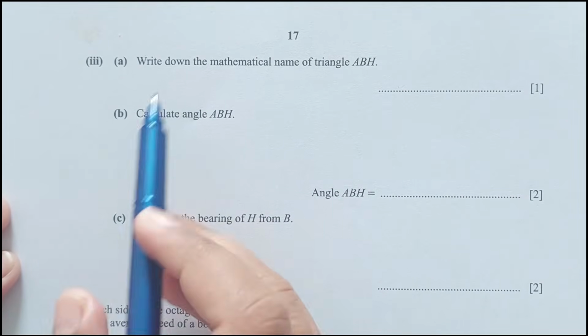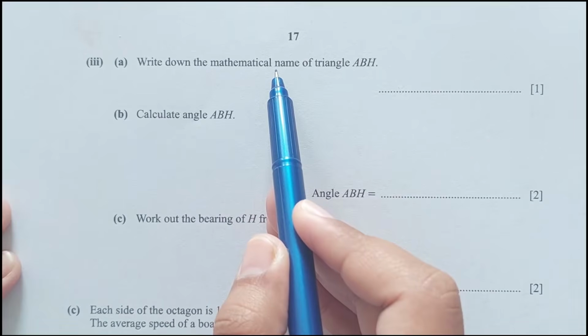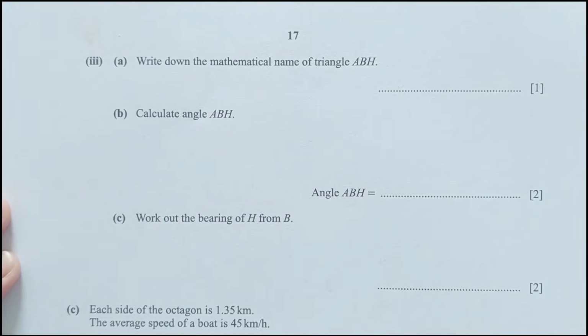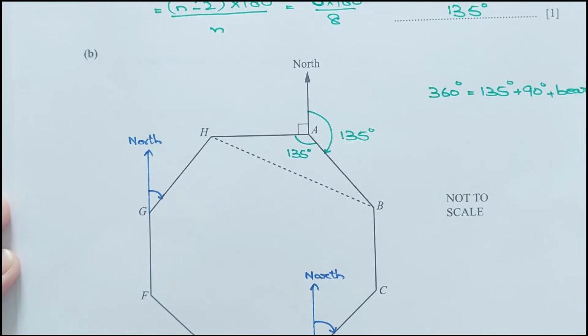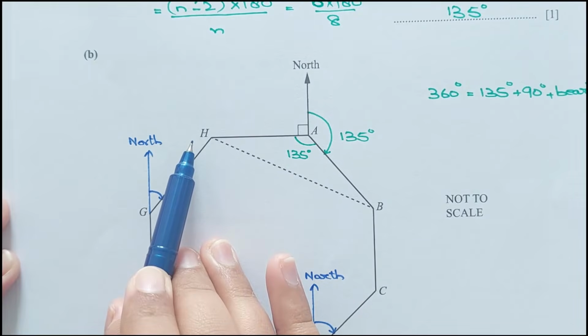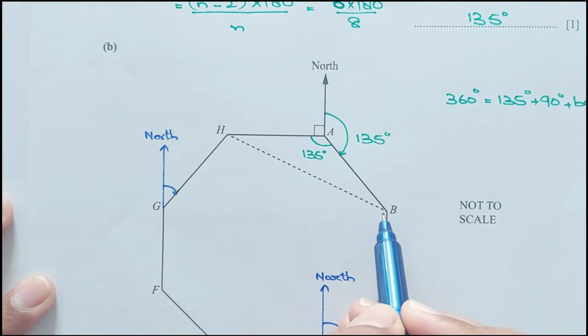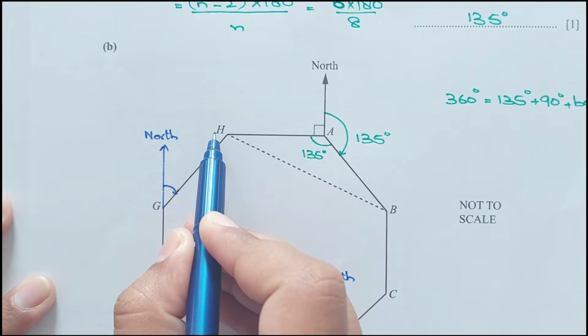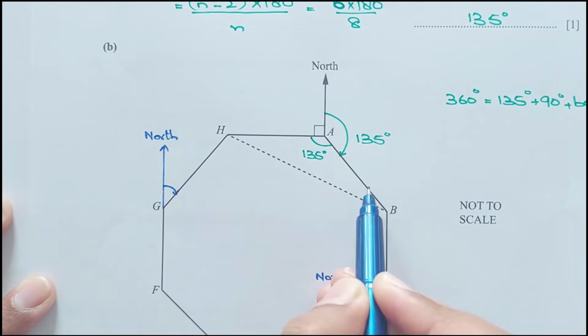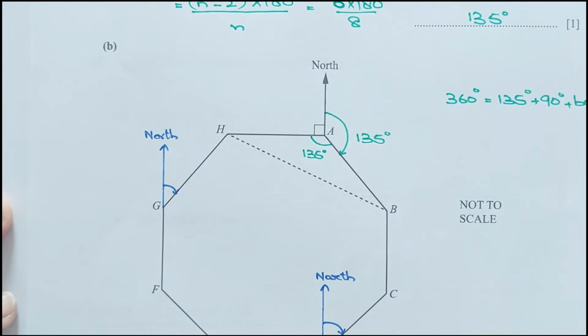Now for part 3A, write the mathematical name of the triangle ABH. Okay, look at this triangle ABH. What is the name of this triangle? This triangle is an isosceles triangle because AB is the same as AH, right? And these two angles are also the same. So this is an isosceles triangle.